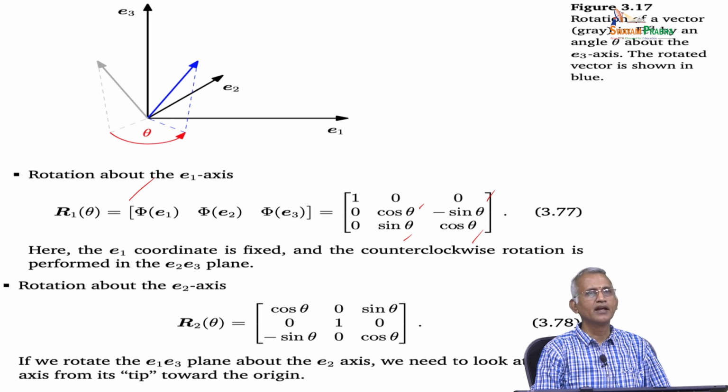In 3.78, the rotation about the E2 axis, the corresponding matrix is cos theta 0 sin theta, 0 1 0, minus sin theta 0 cos theta. So, if you rotate the E1 E3 plane about the E2 axis, we need to look at the E2 axis from its tip towards the origin. This is how to rotate.